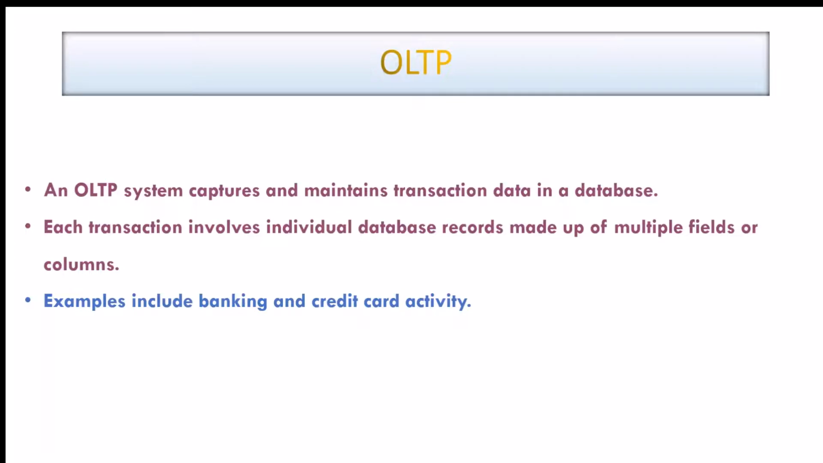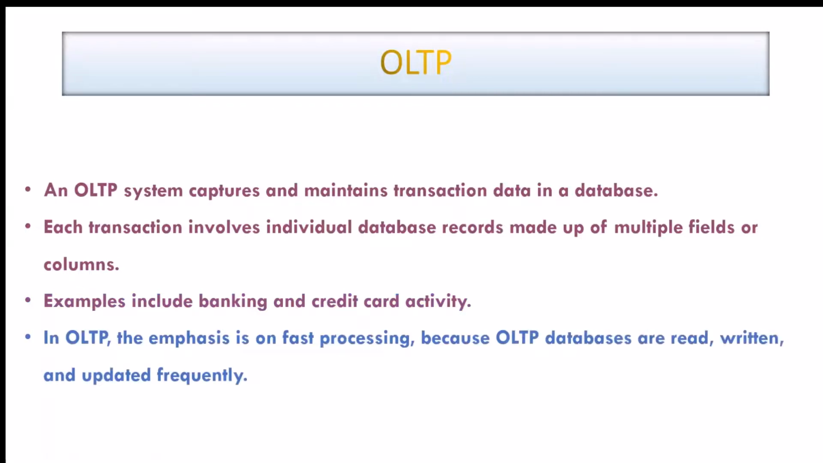So there are a number of applications we are using in our day-to-day life that are running on online transaction processing. In OLTP, the emphasis is on fast processing because OLTP databases are read, written and updated frequently. This is the important characteristic of the applications that are running on OLTP. That is, they should process the data quickly. For example, if a transaction is happening in a banking application, that should happen immediately. It would not take minutes. It should be in microseconds or seconds.